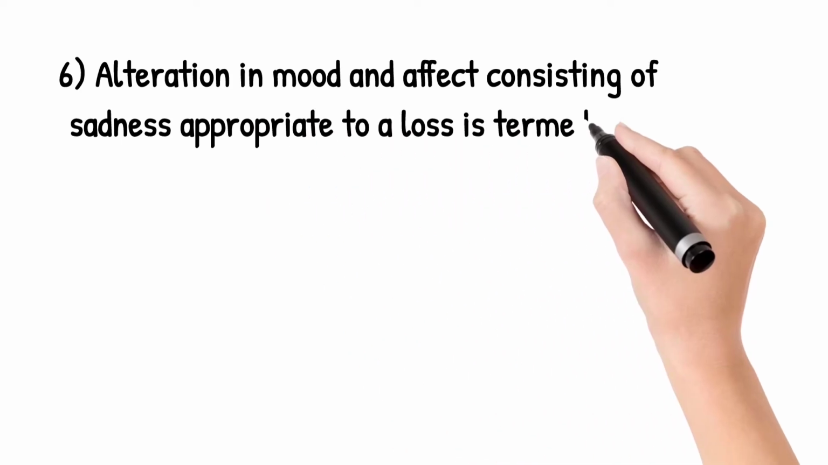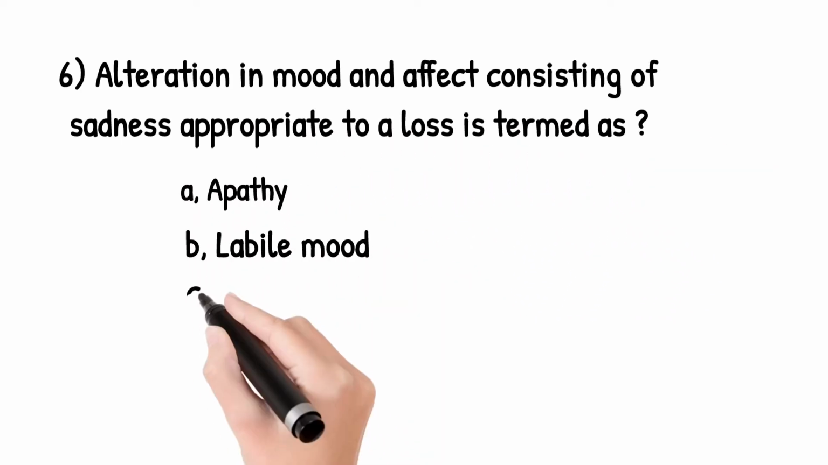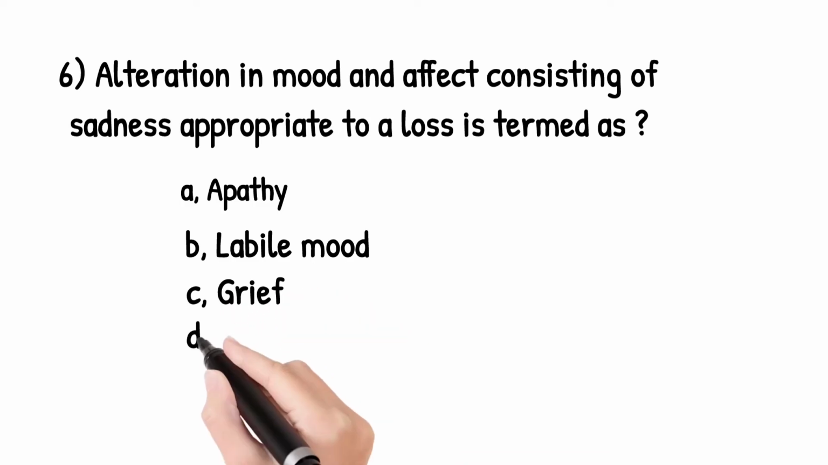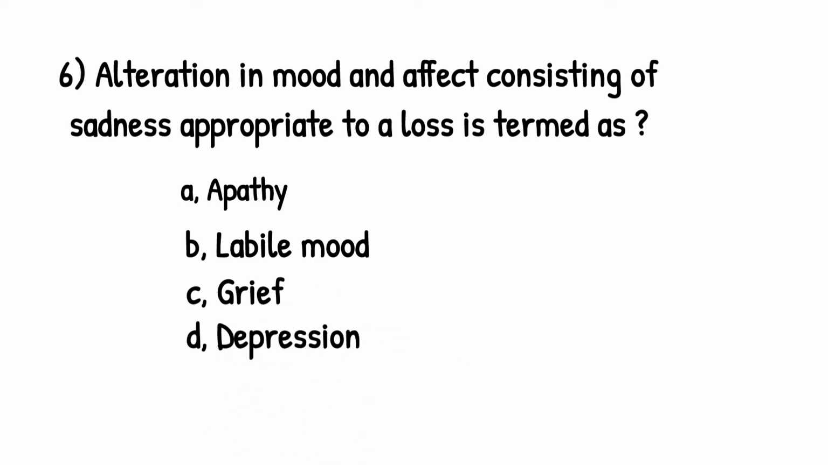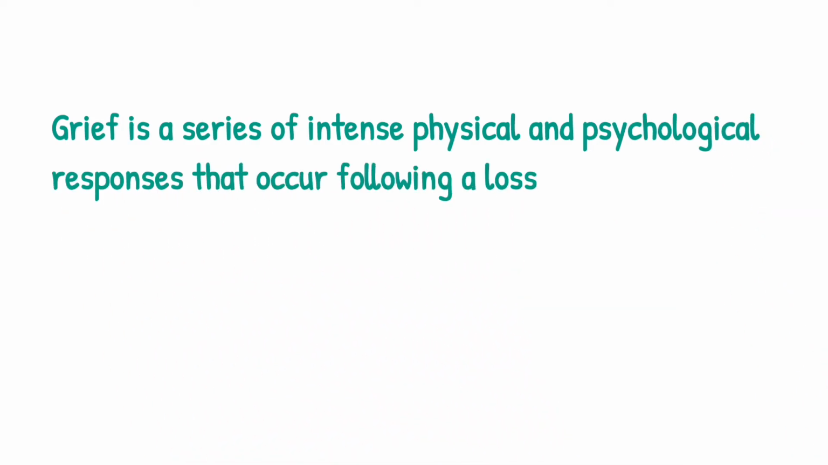Question: alteration in mood and affect consisting of sadness appropriate to loss is termed as: option A, apathy; option B, labile mood; option C, grief; option D, depression. The answer is option C, grief. Grief is a series of intense physical and psychological responses that occur following a loss.